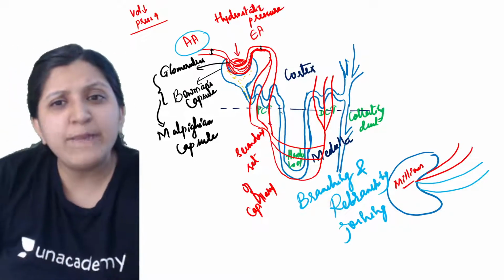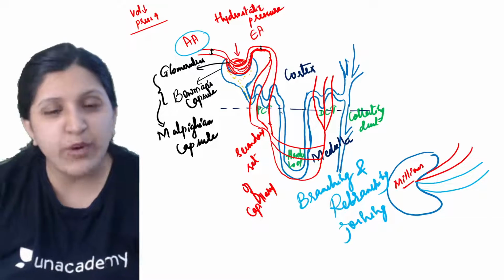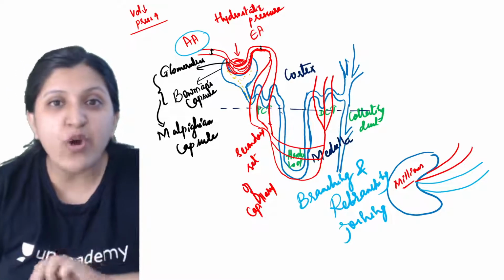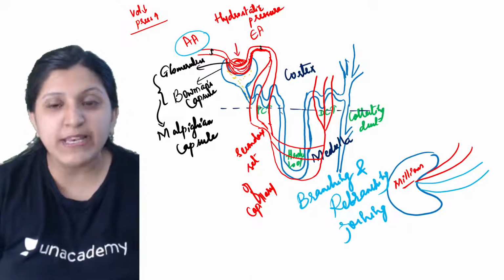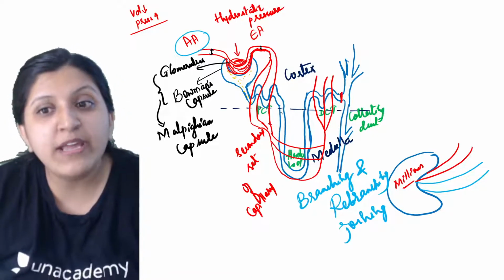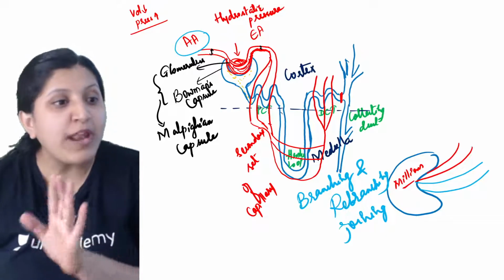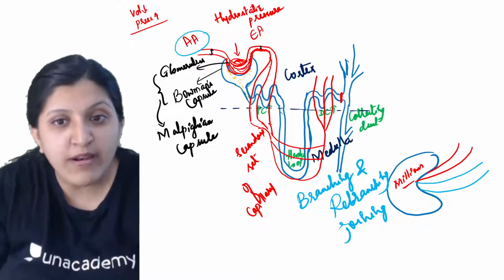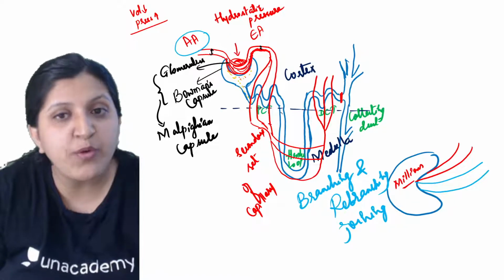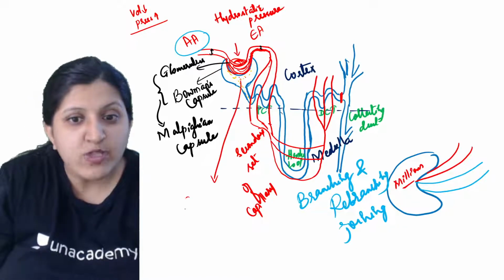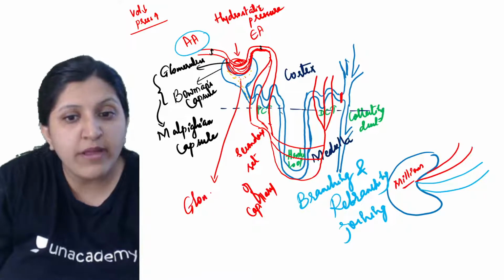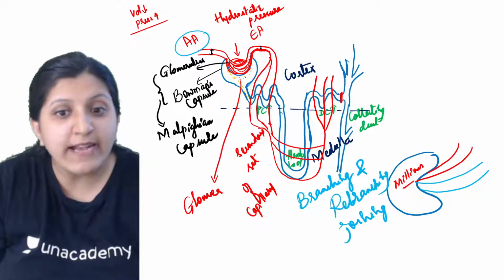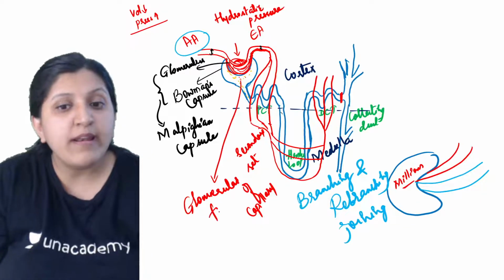Because of the pressure, most of the liquid part will get filtered here, but it is not completely urine. Only after it crosses the DCT can we call it urine. Until then it is a glomerular filtrate itself. So this part, the liquid that we are getting, is actually the glomerular filtrate.